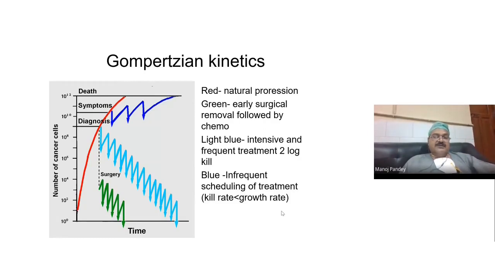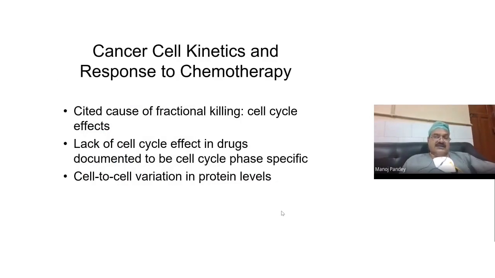So that is what is represented by the green line, early intervention, and the blue line, late intervention, where the tumor burden never reaches zero. Now, as I said, there is a cell cycle effect. The drugs which are cell cycle specific will act only during those particular parts of the cell cycle. When we talk about the individual mechanism of the drugs, we will know which drugs are cell cycle specific and which are non-specific. And then there could be cell-to-cell variation in the protein levels, which can also affect their killing.